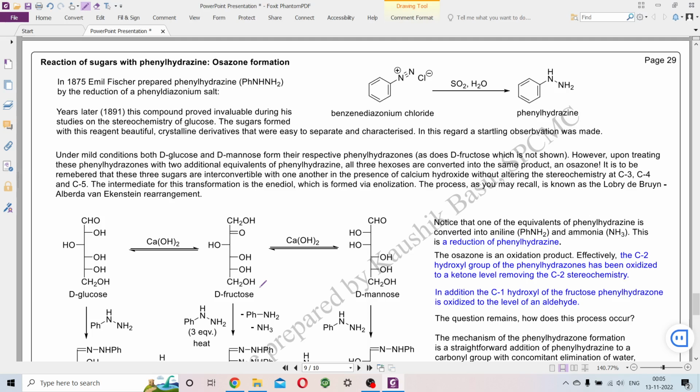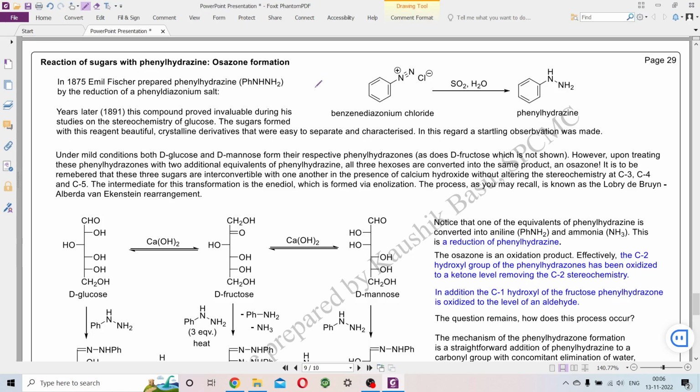Way back in 1875, Fischer accidentally prepared phenylhydrazine when he subjected benzene diazonium chloride to a reducing environment with sulfur dioxide in aqueous medium; what he got was phenylhydrazine. And this phenylhydrazine, many years later, served him well in his quest for the determination of the relative configuration of sugars.